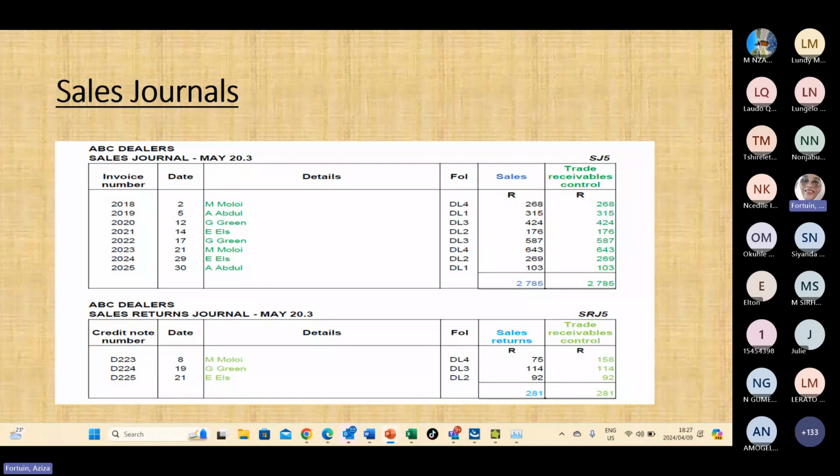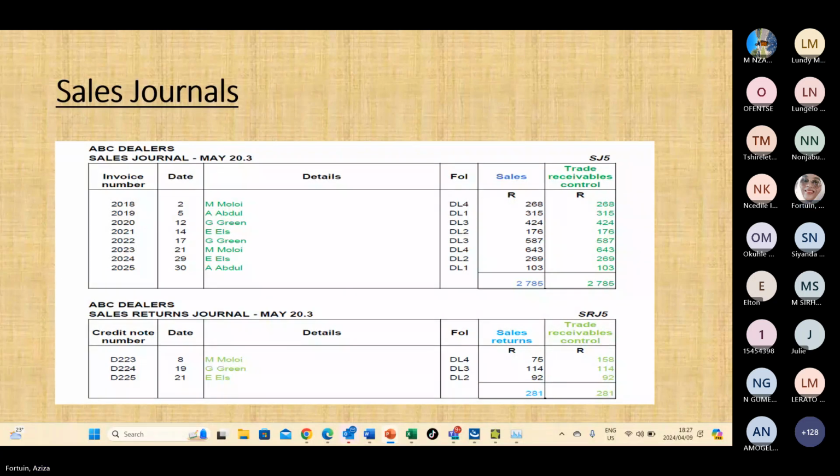So this is how a sales journal will look. Okay, so you will have the invoice number, the date, you will have the details of all the clients who purchased from you. So in this case, you can see Malloy bought for 268, Abdul, Green, Als, all these people bought. Okay, and that's why I tell you always it's important to say who the debtor is. And in this case, you can see then it's Malloy, Abdul, Green. Then you have a sales return journal, and you will then have 3 items here that were returned.